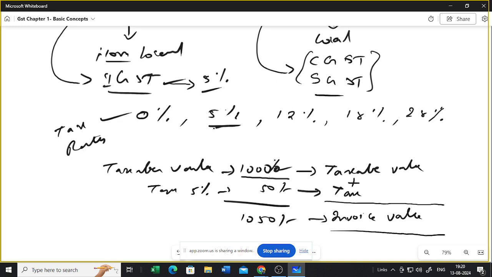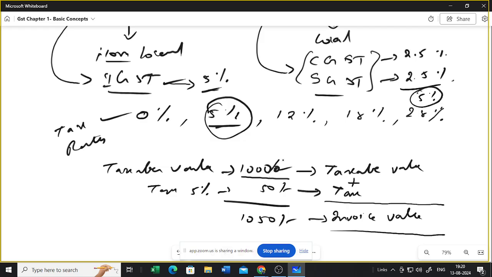The same 5%, if you purchase that same product within the state, the tax will not change. Here the same tax rate will be divided into two taxes: one is 2.5% CGST, and the second is 2.5% SGST. So whether you purchase from outside the state or within the state, you get 5% as GST, but within the state you need to separate it and show it in the invoice.